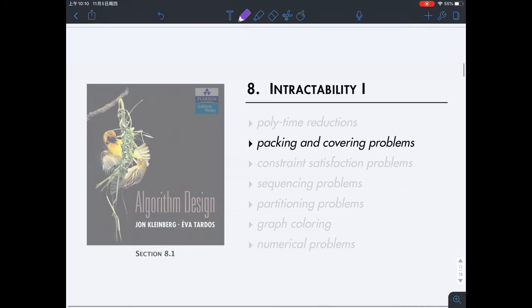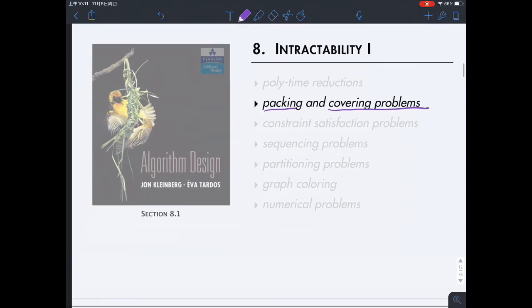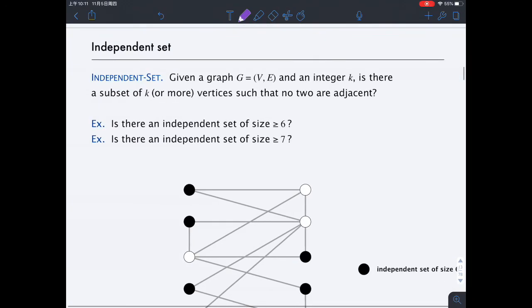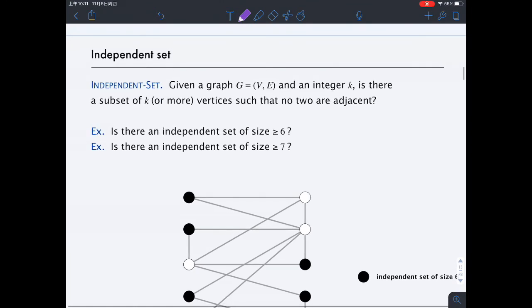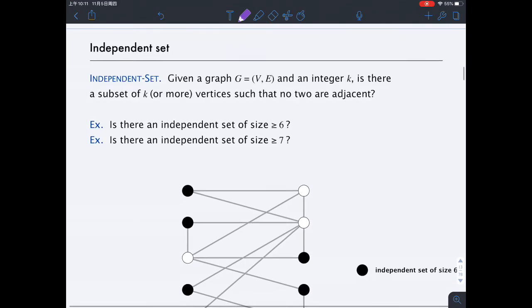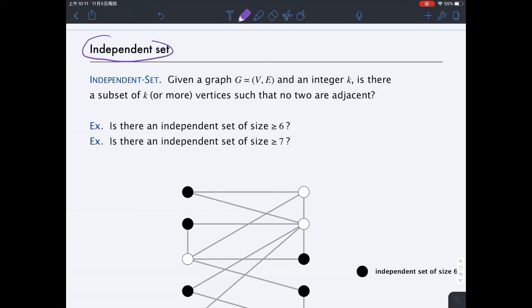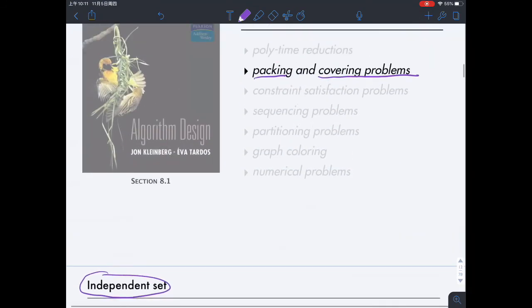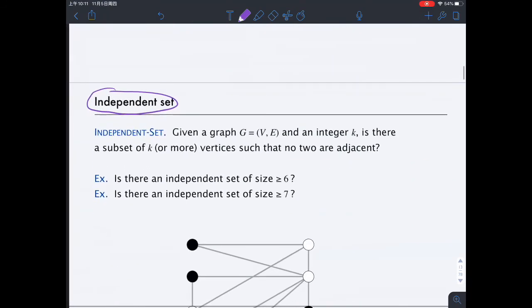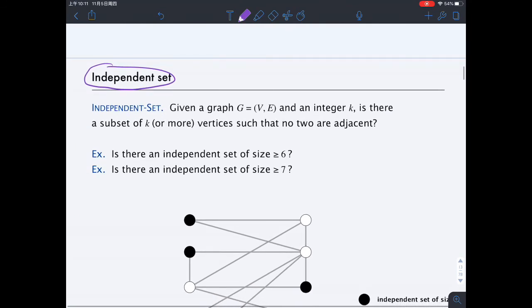Now let's be concrete and talk about one specific reduction in this class, and we are going to go through a lot of these reductions in the next three lectures. The reduction we are talking about here looks into the packing and covering problems. So we need to introduce the notion of the independent set in order to move forward our discussion.